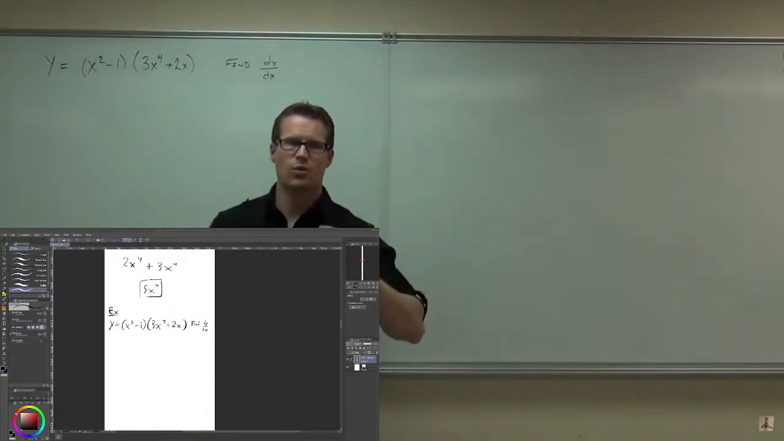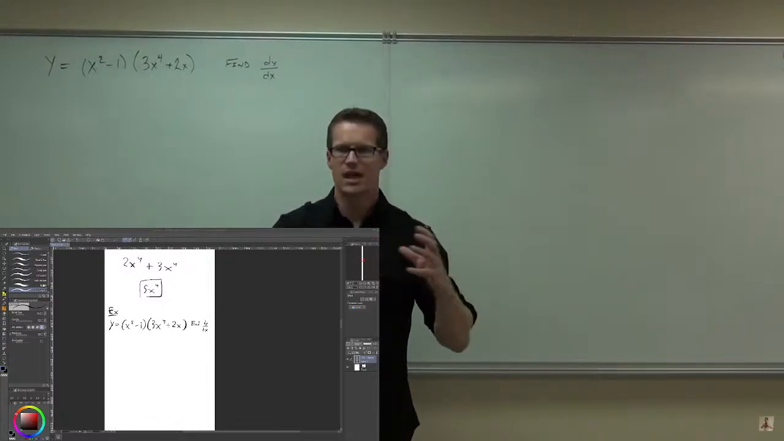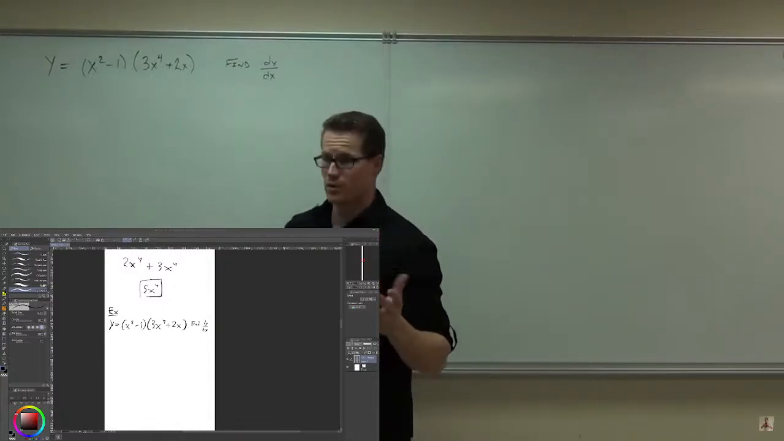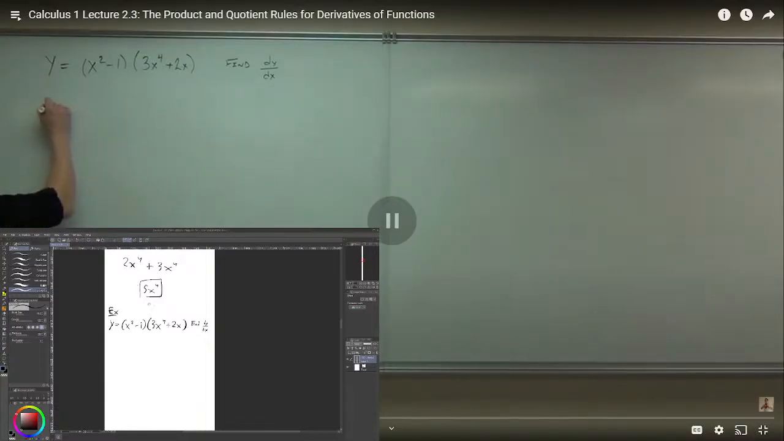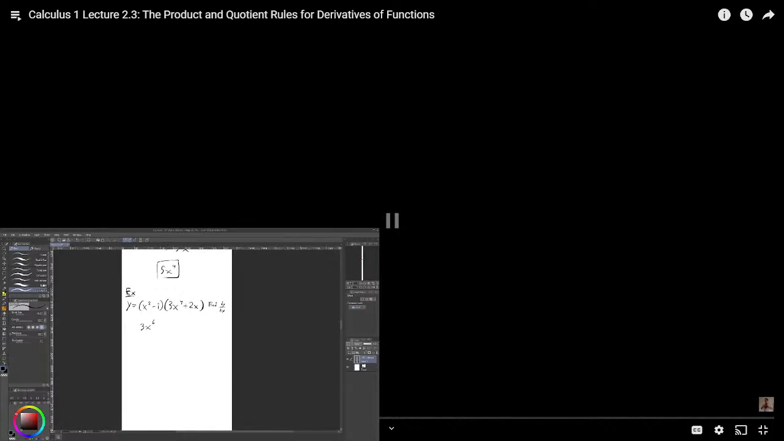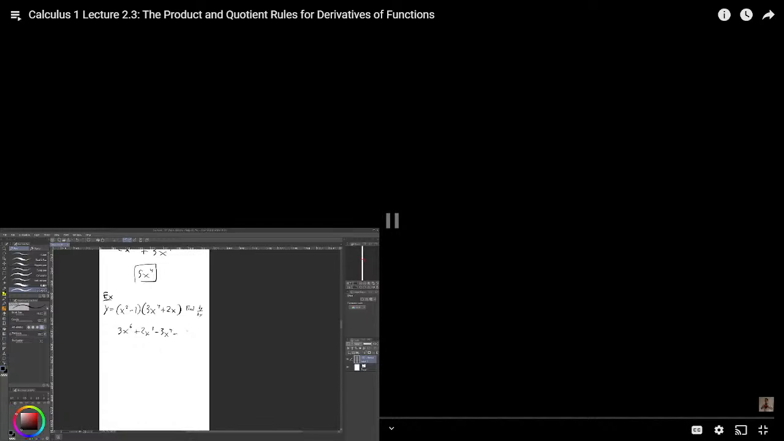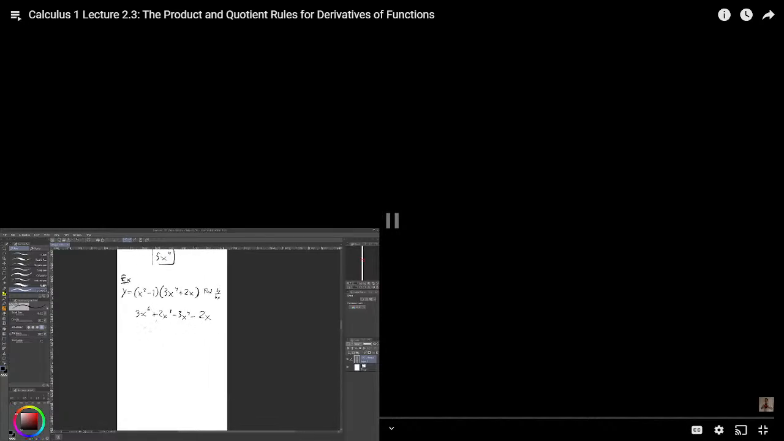So how do we do this 2 ways? Well, way number 1 is, what if we don't even consider it to be a product at the very end? What if we distribute those parentheses and make it so we just have a basic polynomial in this case? Well, if we do that, 3x to the power of 6 plus 2x cubed minus 3x to the power of 4 minus 2x. Okay. Finding the derivative.